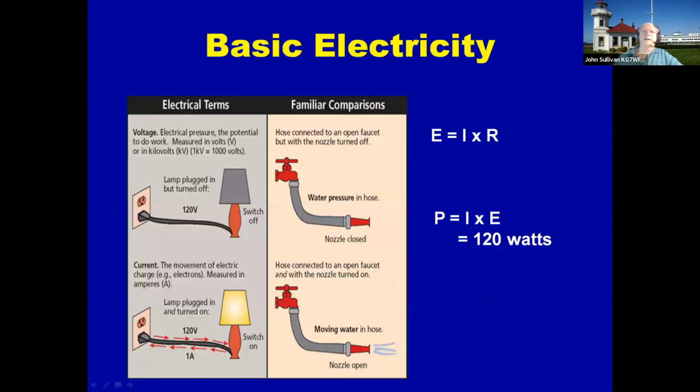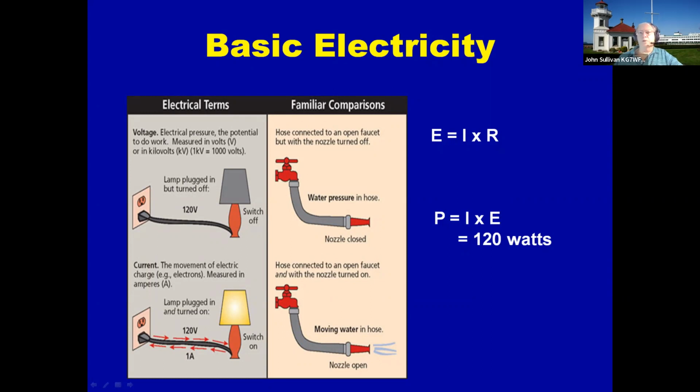Continuing with that water analogy, on the right you've got a hose. If the nozzle's closed, even if the faucet's open, there's water pressure in the hose. There's a lot of pressure built up, but it's not going anywhere because it's blocked. There's not a complete circuit for it, if you will. Similarly, on the left, you've got a lamp plugged into a wall outlet, but the switch is off. The potential is there. The electrical pressure, the voltage, exists at that outlet, but there's no place for the current to go because the switch is open.